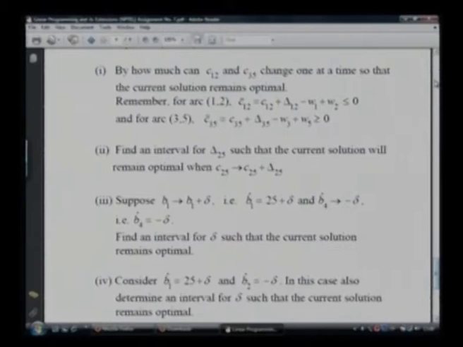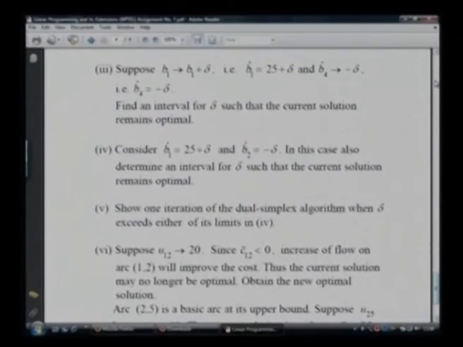So therefore you have to try to send along the path from 1 to 4. You will have a path in the current spanning tree, and just see how much amount you can send on that path, and that will be your feasible interval for delta. Okay, in 4 I am saying that B1 hat has changed to 25 plus delta, and B2 hat is minus delta. In this case also determine an interval for delta so that the current solution remains optimal.